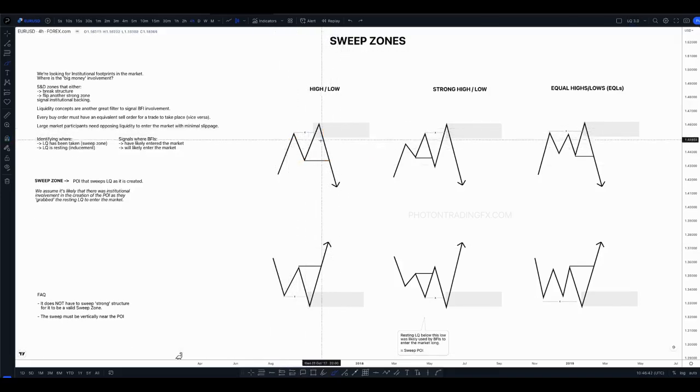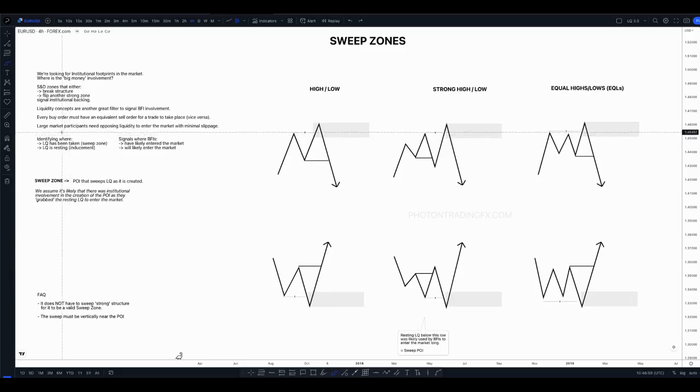Because if you think about it, if an institution is selling here, and they're selling or shorting enough to lead price to break a low, that's what we identified, that potentially there was a lot of supply that came into the market, so then we can look to try and get short here. So we use the filter of it breaking structure.